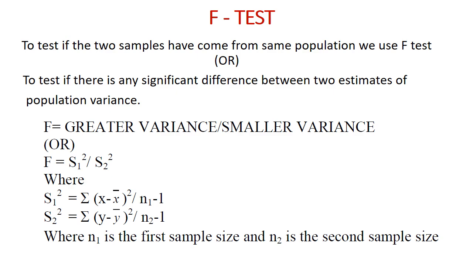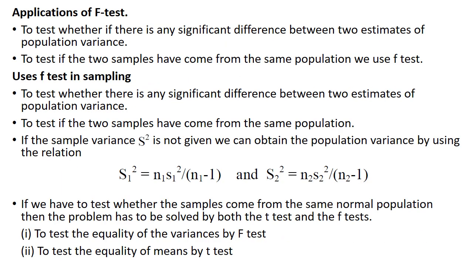where S1 square denotes summation of (x minus x bar) the whole square by N1 minus 1, and S2 square denotes the summation of (y minus y bar) the whole square by N2 minus 1, where N1 is the first sample size and N2 is the second sample size. So applications of F test: to test whether there is any significant difference between two estimates of population variance, and it is used to test if the two samples have come from the same population.